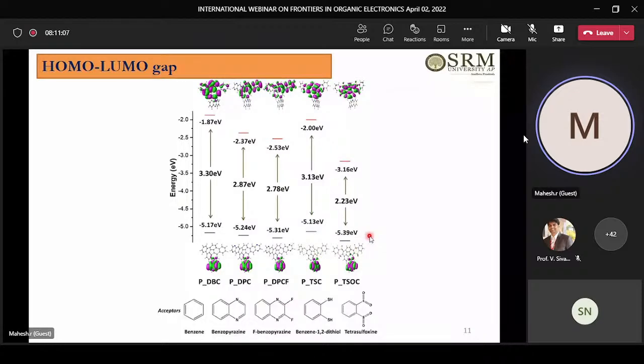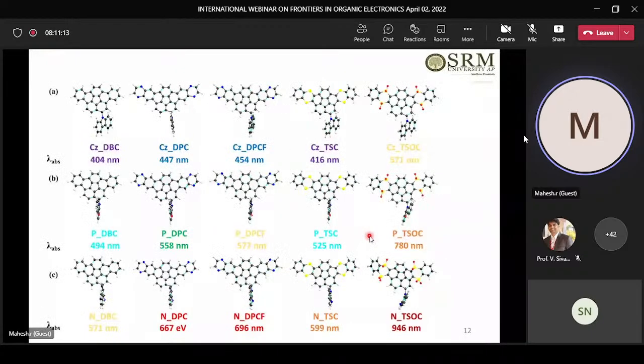We get the different HOMO-LUMO gap, because these HOMO-LUMO gaps are directly correlated with the absorption. You can see here the absorption of 15 molecules depends upon the strength of donor and acceptor. The absorption ranges vary from 400 nanometers to the near infrared range of 950 nanometers.